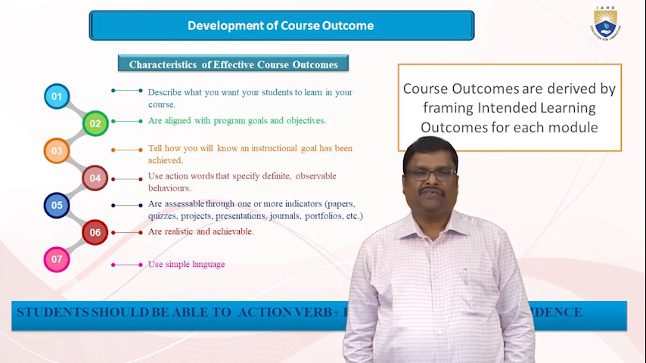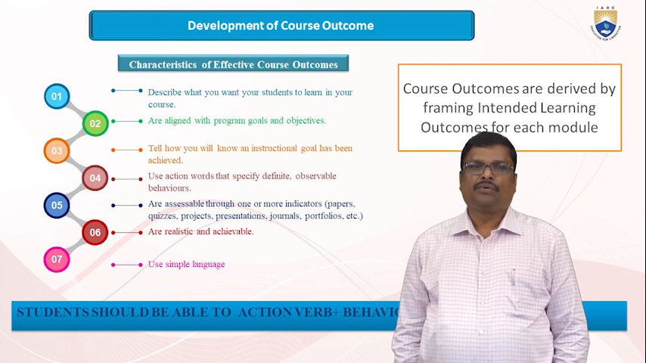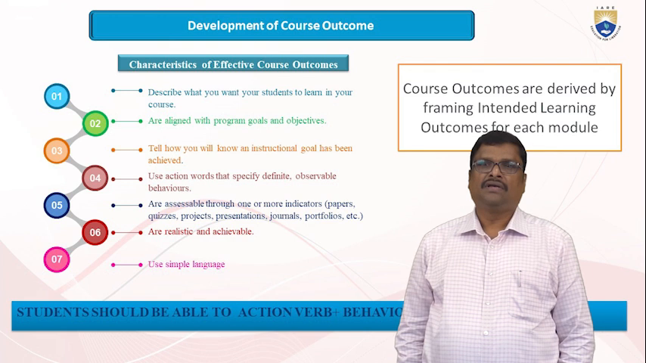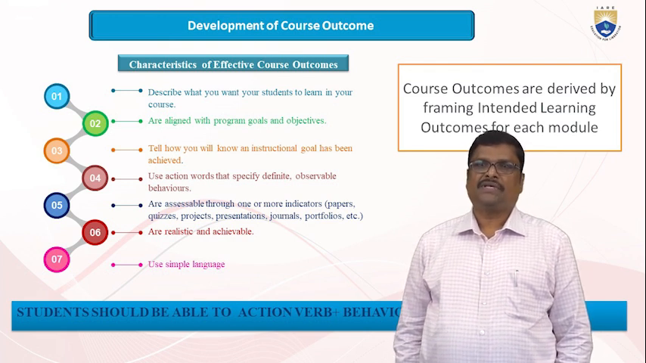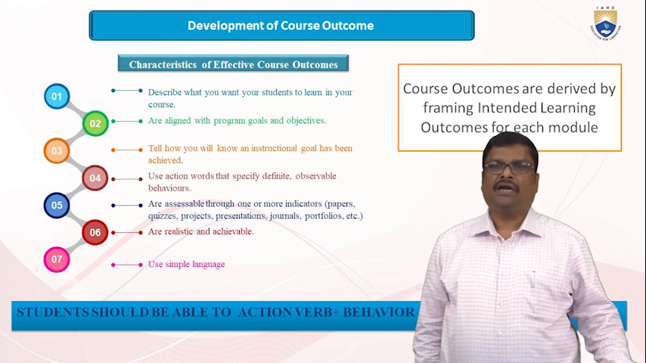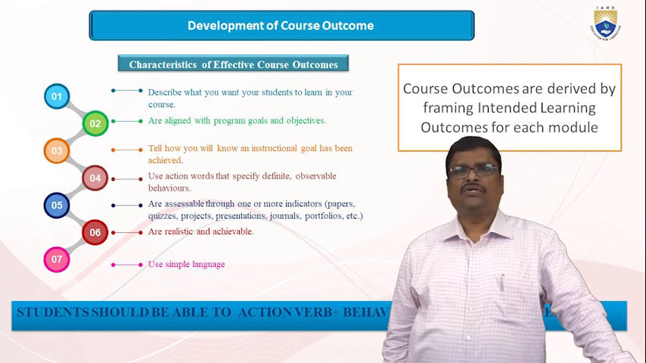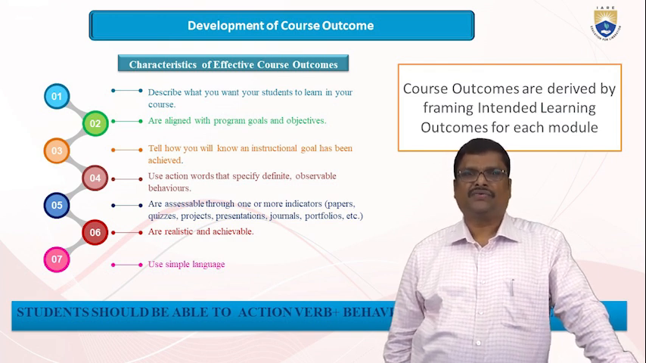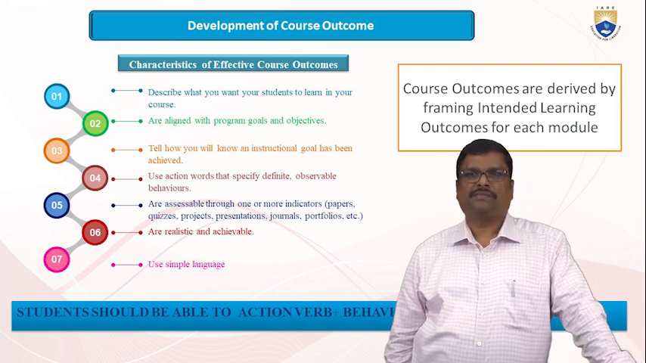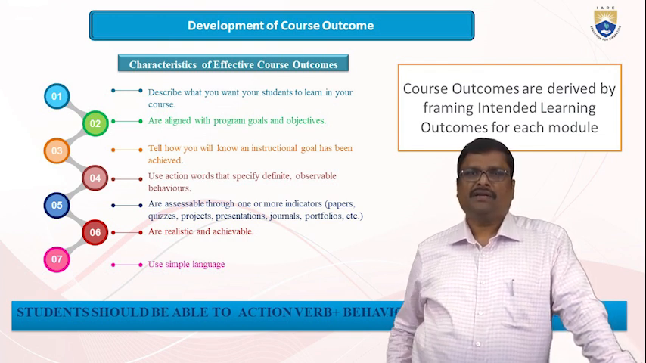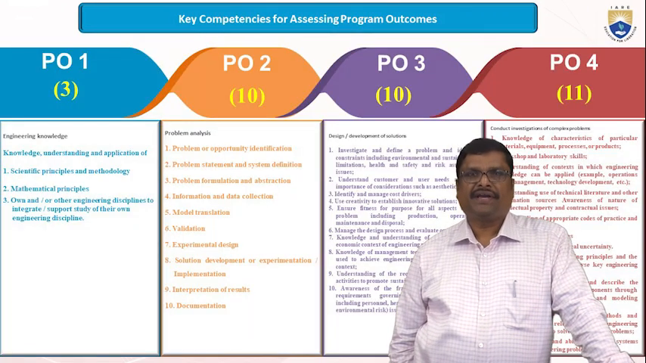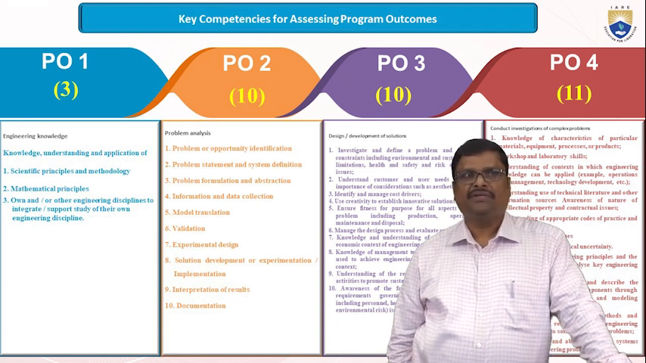Action verbs, as per Bloom's taxonomy, we have six cognitive levels. So we define action verbs as per our framework, and the behavior of a particular subject, and the resulting evidence. Each course outcome has its own characteristics that we need to define, because course outcomes are measurable. Then the National Board of Accreditation has defined the 12 POs.